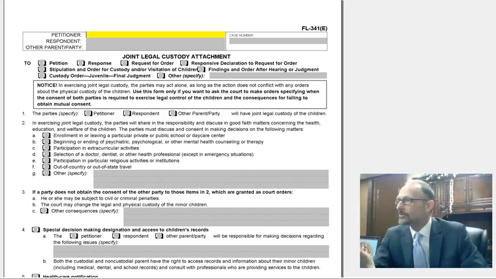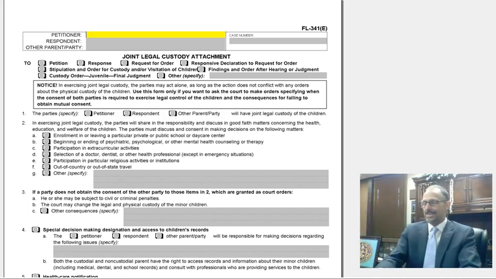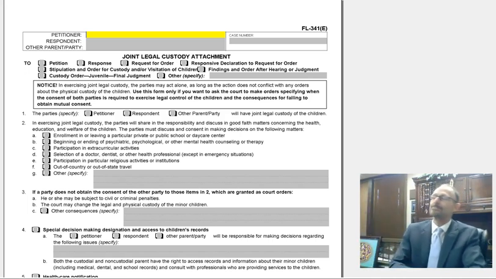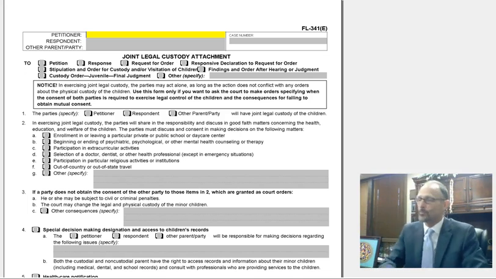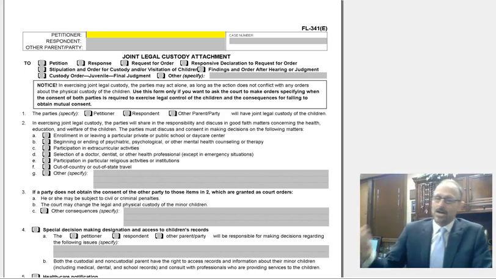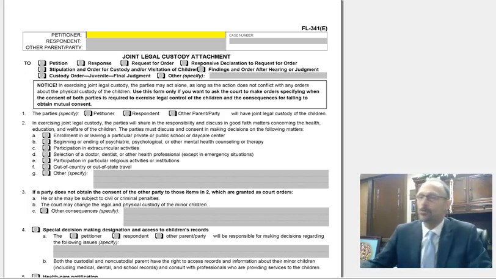Now keep in mind, it's going to be very clear when I go through the form, but legal custody again is the rights to make those serious decisions with regard to a child or children's lives, such as health, education, and welfare, the decisions with regard to those issues.